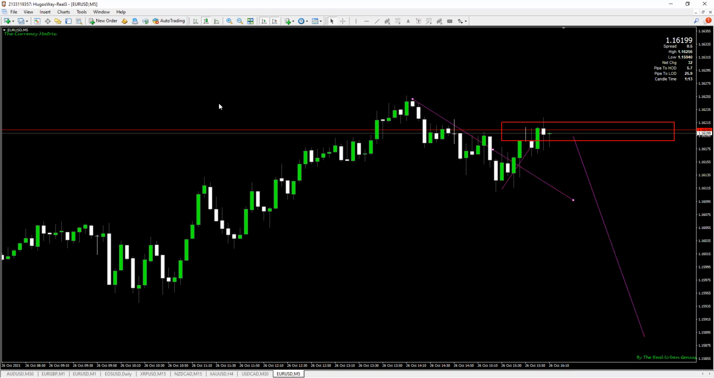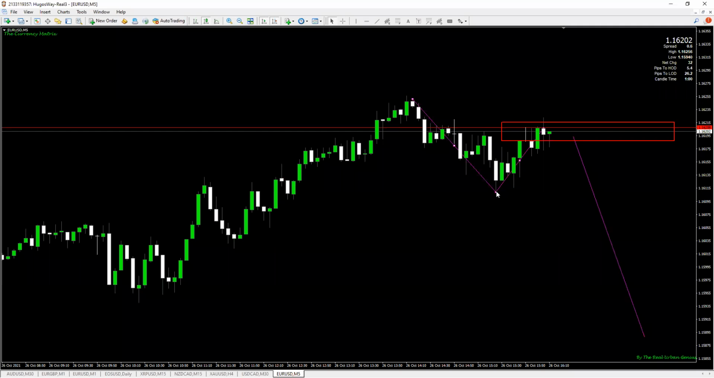Tomorrow, we're going to do some analysis with some of the moving averages. I know a lot of people use the moving averages. So tomorrow I have a strategy I put together utilizing the moving averages that we'll go over tomorrow.